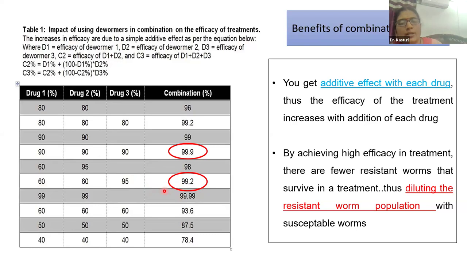So how can we reduce it? The advantage of reducing the resistant worm population is that we are diluting the resistant genes in the worm population. By killing the resistant parasites, we are successfully diluting the resistant genes, which also helps the efficacy and the success rate of the treatment.